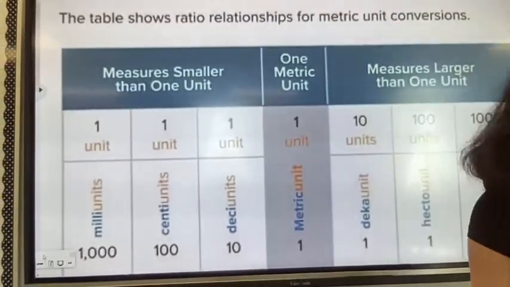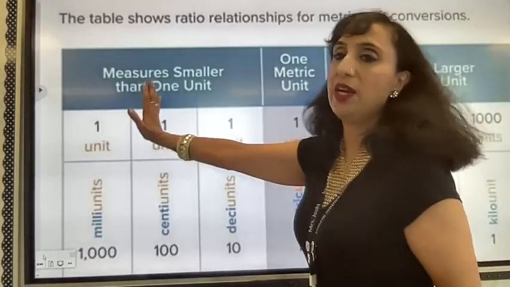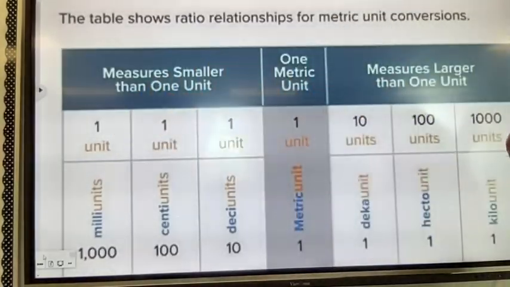The table is showing a ratio relationship for metric unit conversions, and ratios for metric conversions can be found by reading the columns in the table. For example, the first column shows that 1 metric unit is equal to 1000 milliunits. 1 meter is equal to 1000 millimeters, and 1 liter is equal to 1000 milliliters. 1 gram is equal to 1000 milligrams, which are smaller than 1 unit. These are measures which are larger than 1 unit.